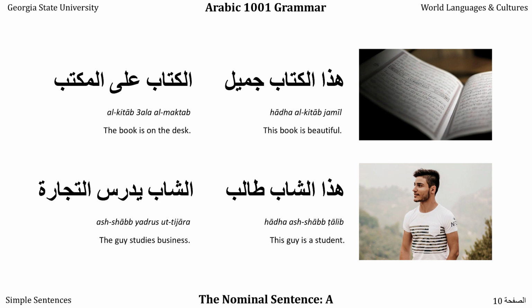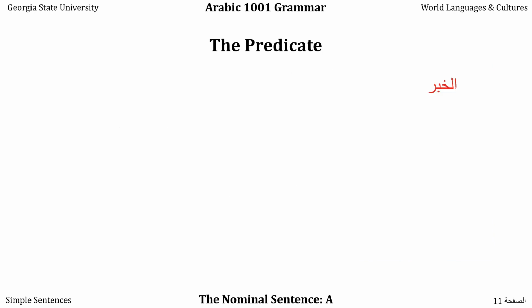The second half of the sentence, the khabar, often begins with a verb, often begins with a preposition, often begins with an indefinite noun or adjective. You can see all four examples here on this slide. So let's look at the predicate or khabar. Predicate is a word that most English speakers probably don't understand very well, but al-khabar, the piece of news, that's very easy.